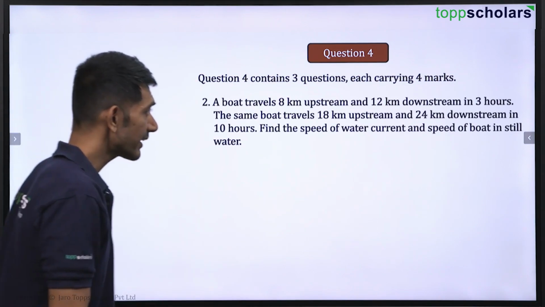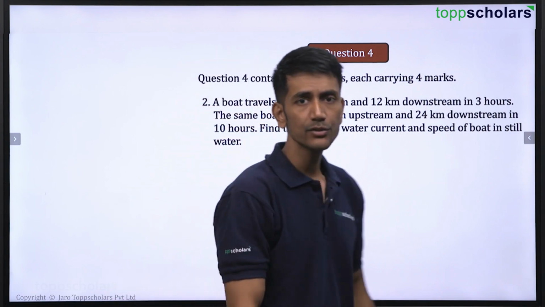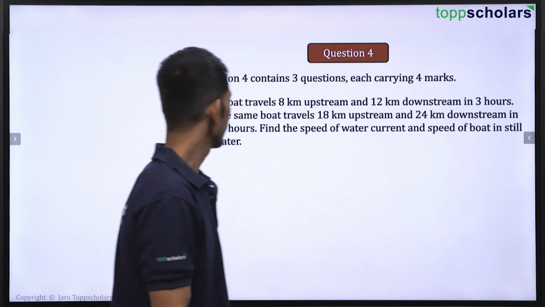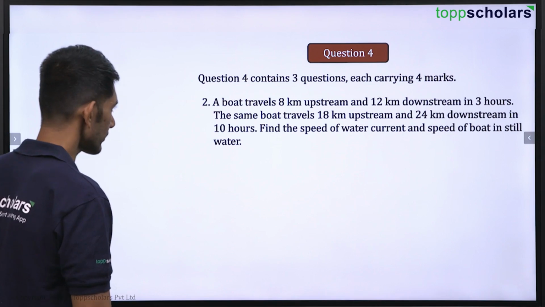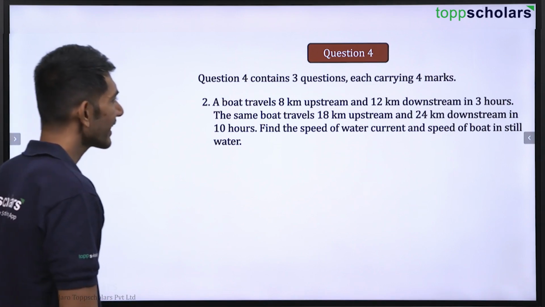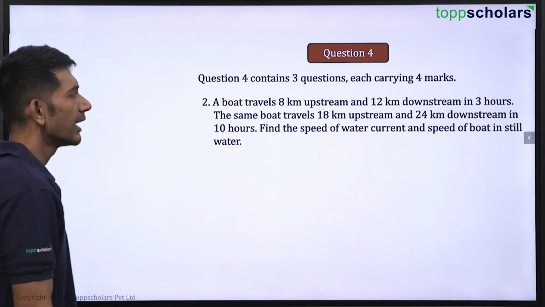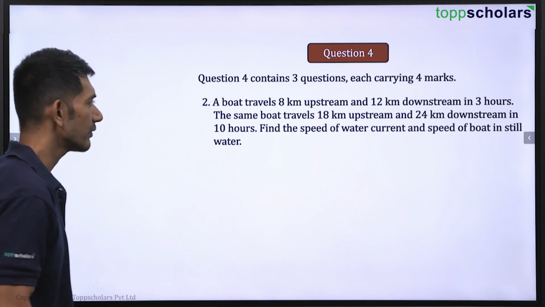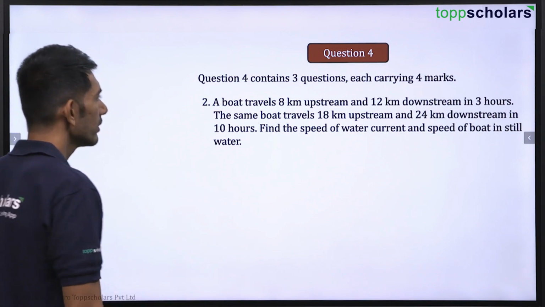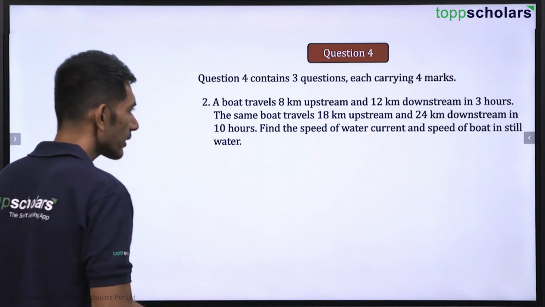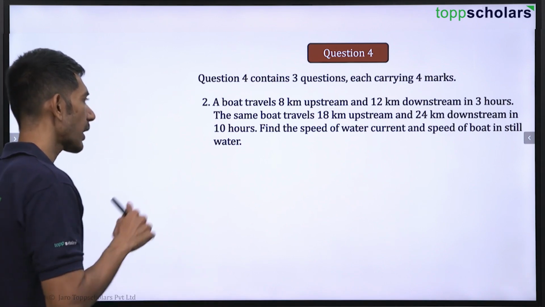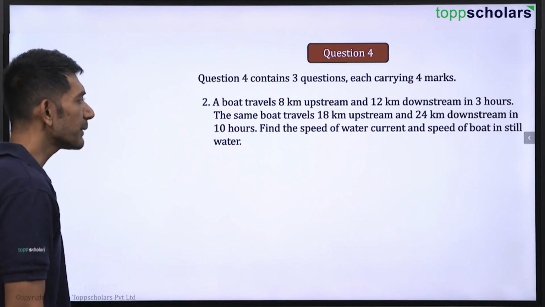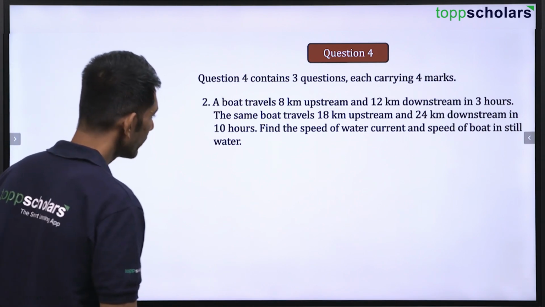Okay, now this is an interesting question. This is based on linear equations in two variables. So it says, a boat travels 8 km upstream and 12 km downstream in 3 hours. The same boat travels 18 km upstream and 24 km downstream in 10 hours. Find the speed of the water current and speed of the boat.